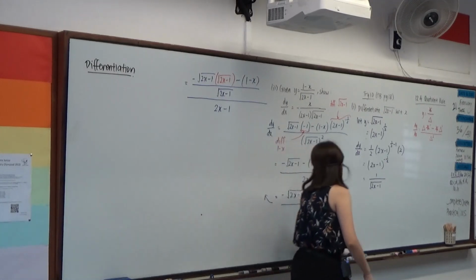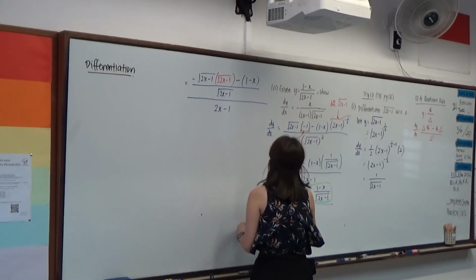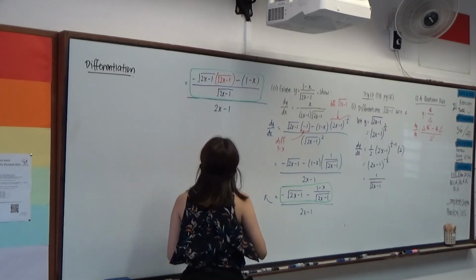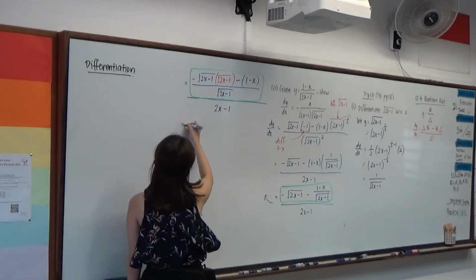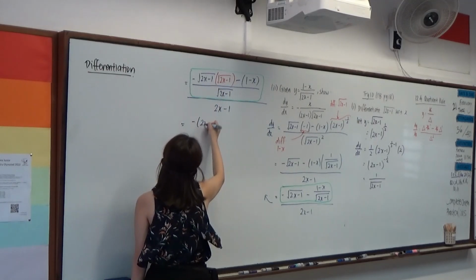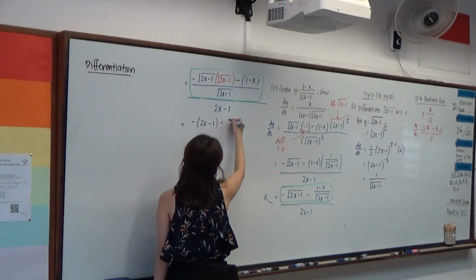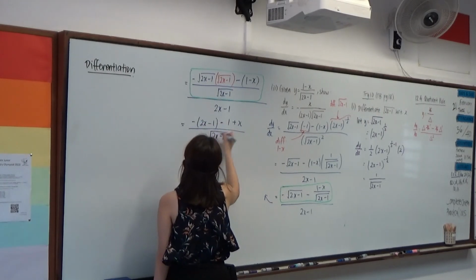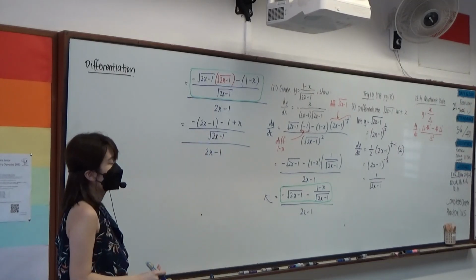Okay. I'm working on the numerator. So this is the numerator. Okay. Then square root and square root, they are the same inside, so it becomes our 2x minus 1. Not forgetting there must be brackets because there's a negative sign outside. Minus away 1 plus x over square root 2x minus 1 over 2x minus 1. Okay?